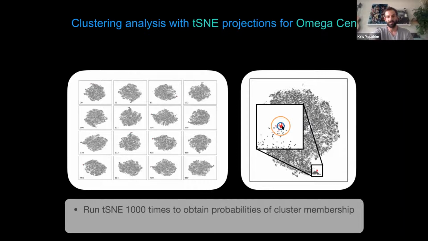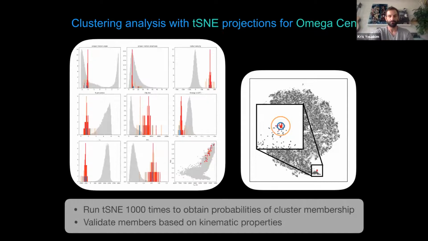So what we do then is we compute statistical distances to the peak density of the Omega Cen literature stars, and then assign probabilities based on where stars fall. And so blue stars are going to be stars that are high probability members that fall close to the cluster, and orange stars are going to be slightly lower probability members.